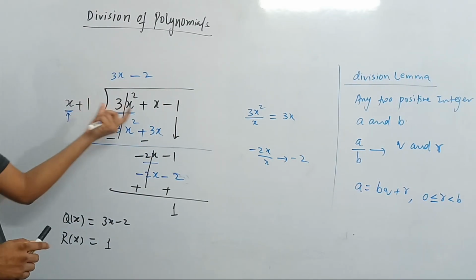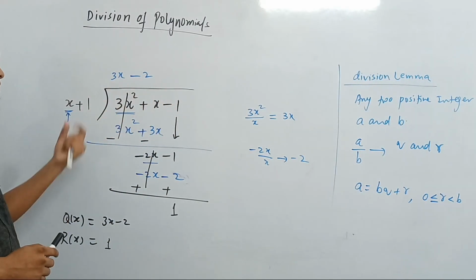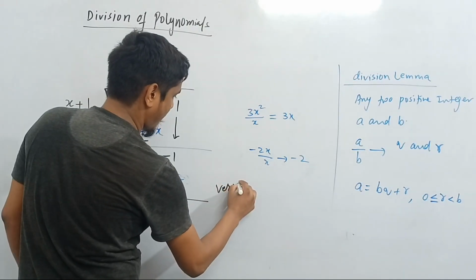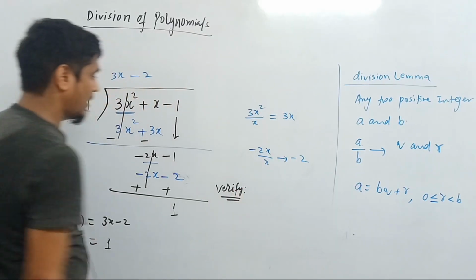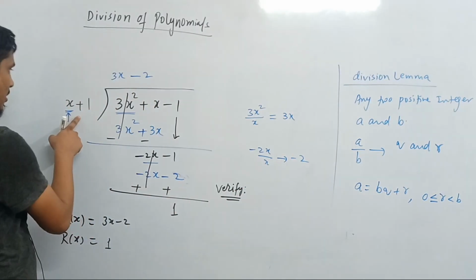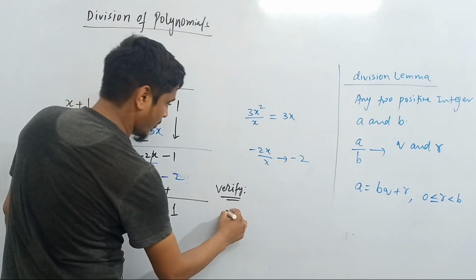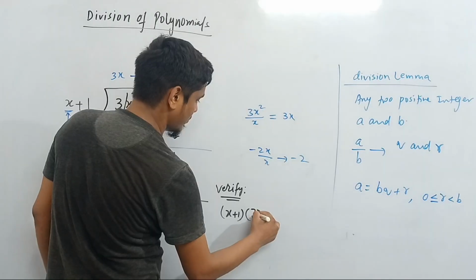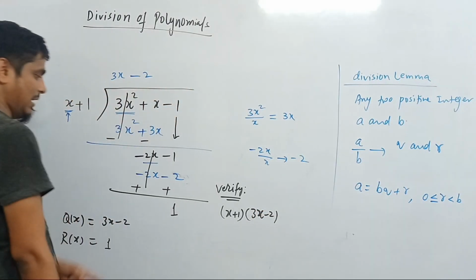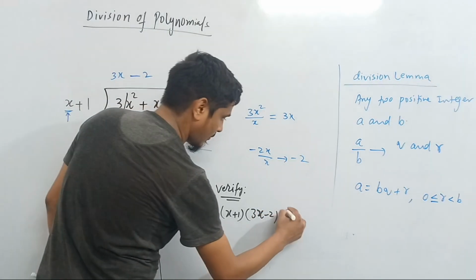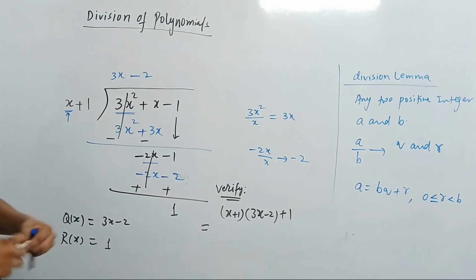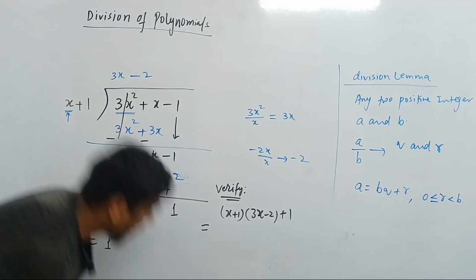Check whether this 3x square plus x minus 1 is equal to the product of these two plus this or not. So let's try to verify. Over here this is the divisor, so x plus 1, and the quotient is 3x minus 2, and then the remainder is plus 1. Try to simplify this and check what value of this expression we are getting. Are we getting the same 3x square plus x minus 1 or not? If we are getting, means we are done, right?